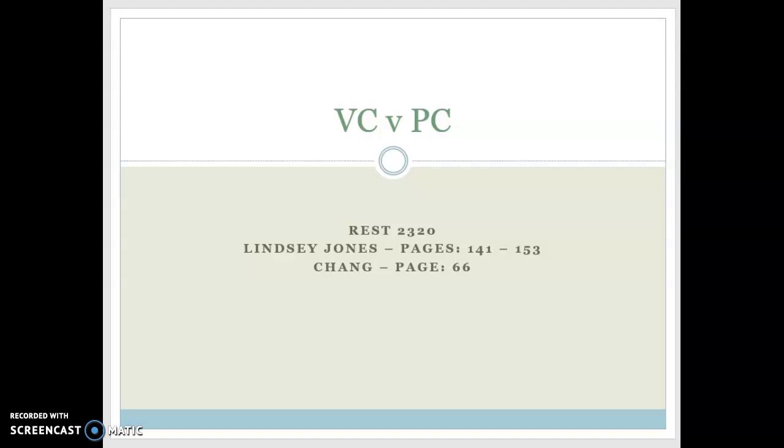We are going to be talking about the difference between volume control and pressure control today. You can see on this slide the pages if you need them for Lindsay, Jones, and Chang.